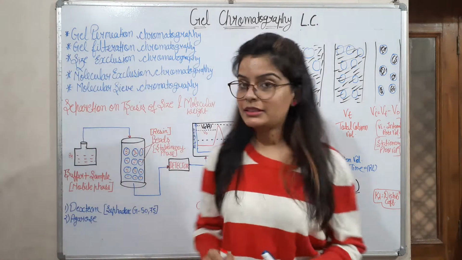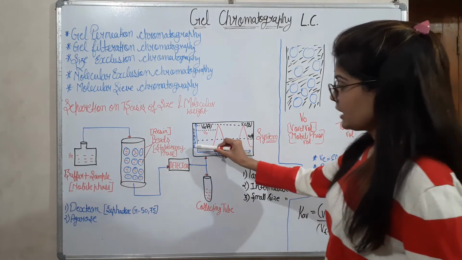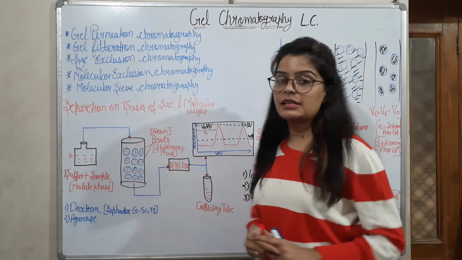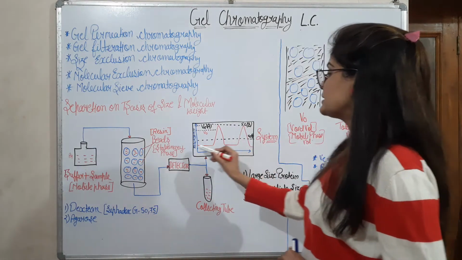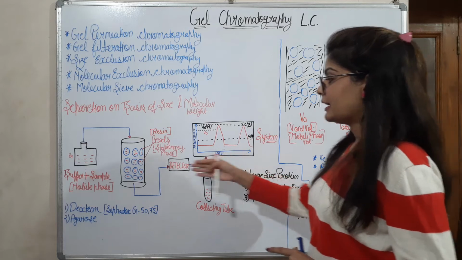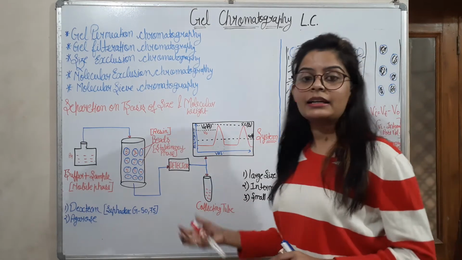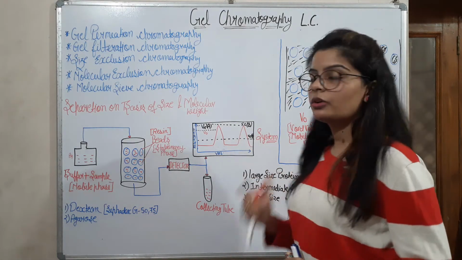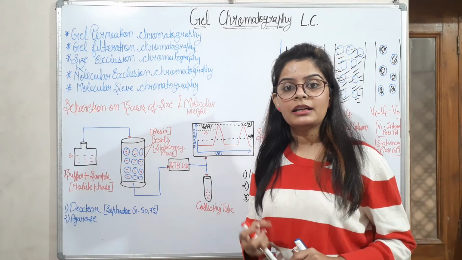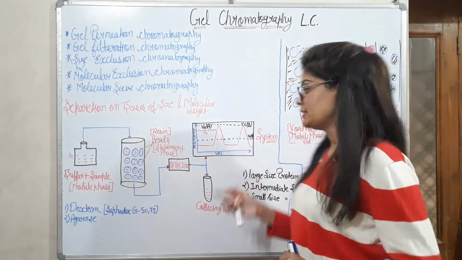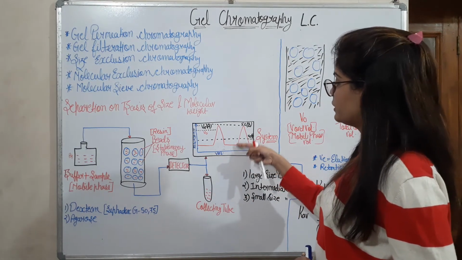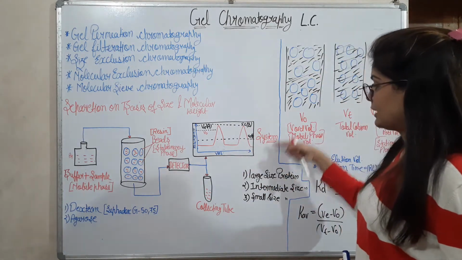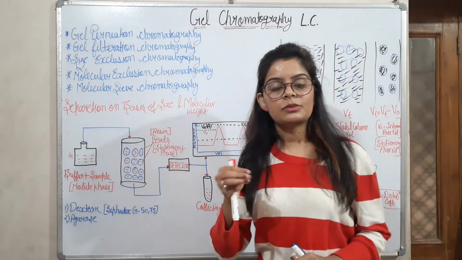So what is this graph saying? The x axis is for volume and the y axis denotes absorbance. This straight line indicates that what is collected in the collecting tube is buffer, and then there is a peak which indicates that you have collected protein of large size, and then again a straight line for buffer, then again a peak for the intermediate size protein, and then again a straight line, then again a peak for the small size protein.